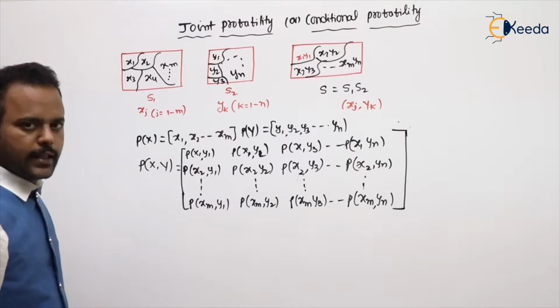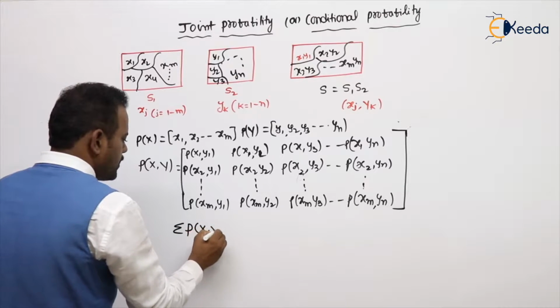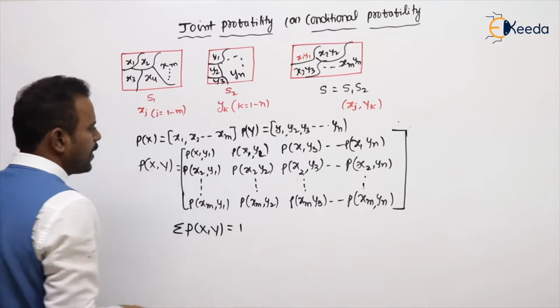If you take the summation of all of these, the total joint probability matrix value will be 1.